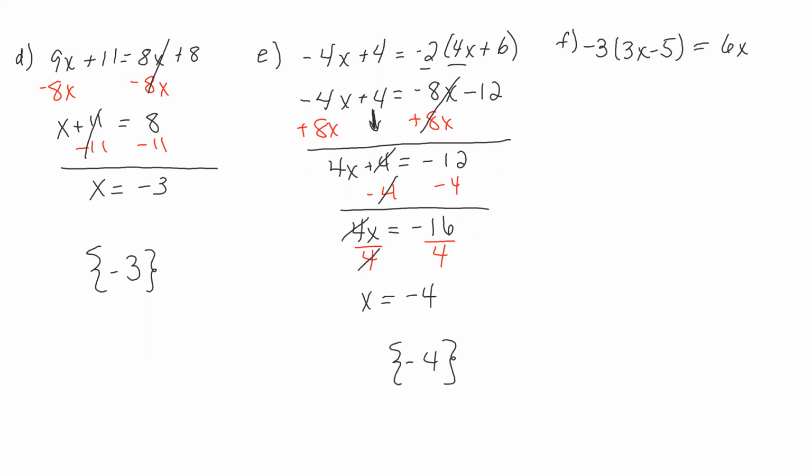Negative 3 times 3x minus 5 in parentheses, and that equals 6x. The very first thing I want to do is just take care of parentheses. So I've got negative 3 times 3x, which is negative 9x. And then I have negative 3 times negative 5, which is, let's see, plus 15. And that equals 6x.